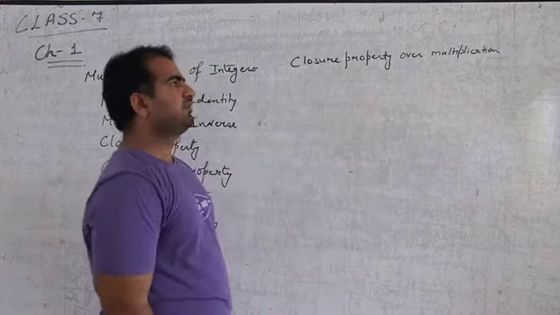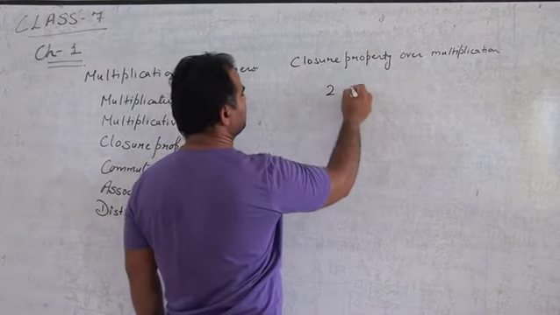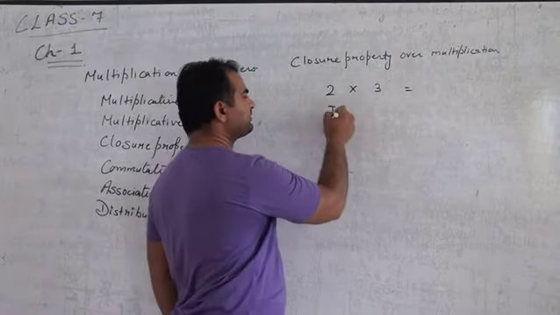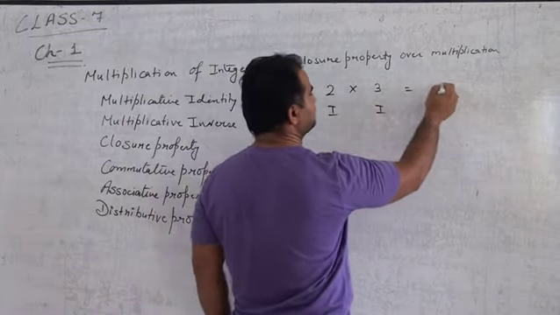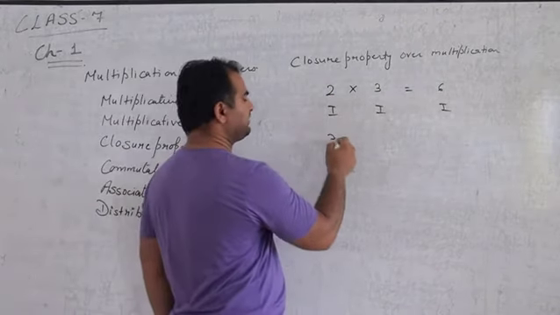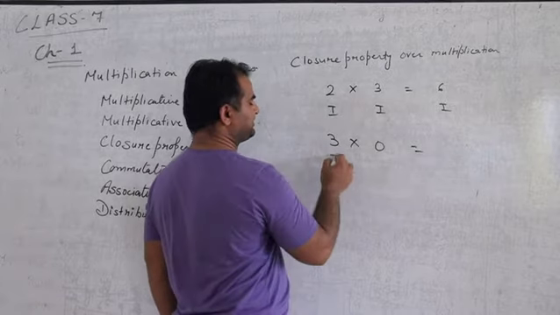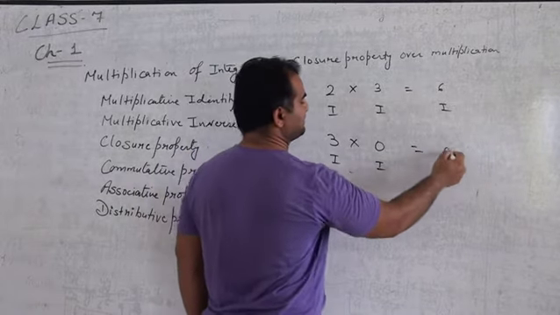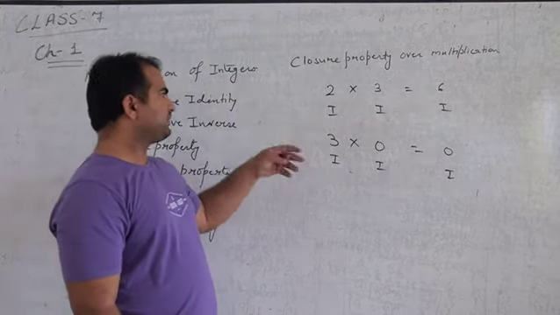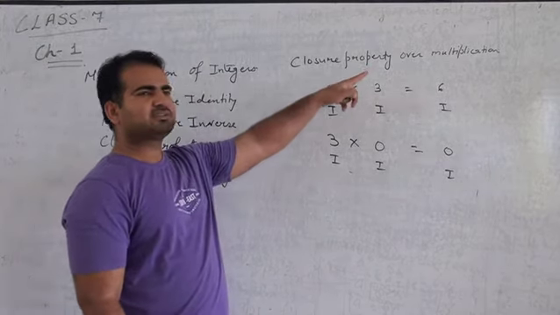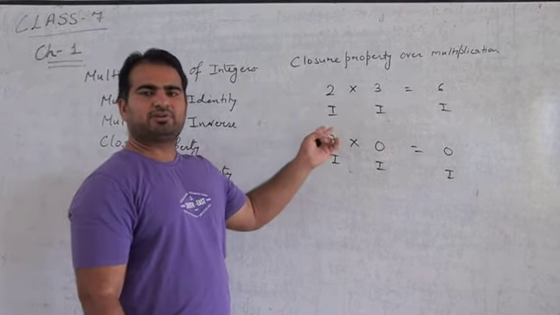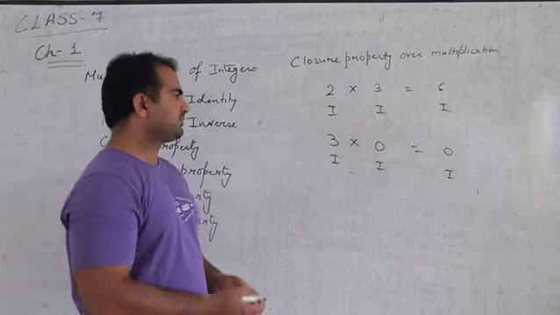If we take two integers, like 2 into 3, what will be the answer? This is an integer, that is also an integer, and the answer is 6, which is also an integer. What is 3 into 0? It is an integer, 0 is also an integer, and the answer is 0, also an integer. So we came to know that the closure property over multiplication is applicable. If we multiply two integers, the answer will also be an integer.